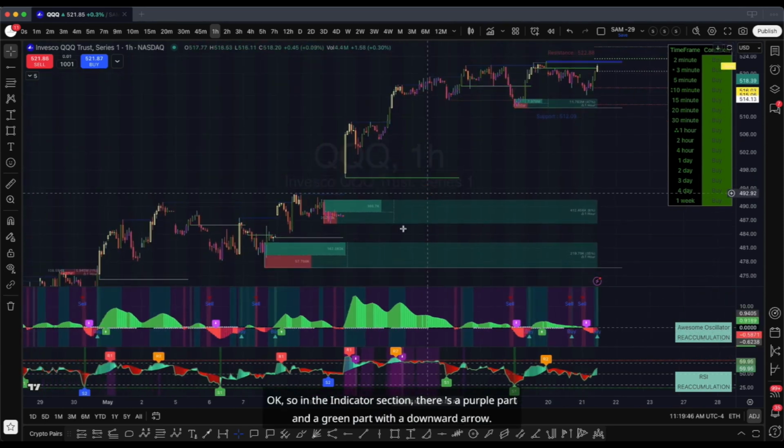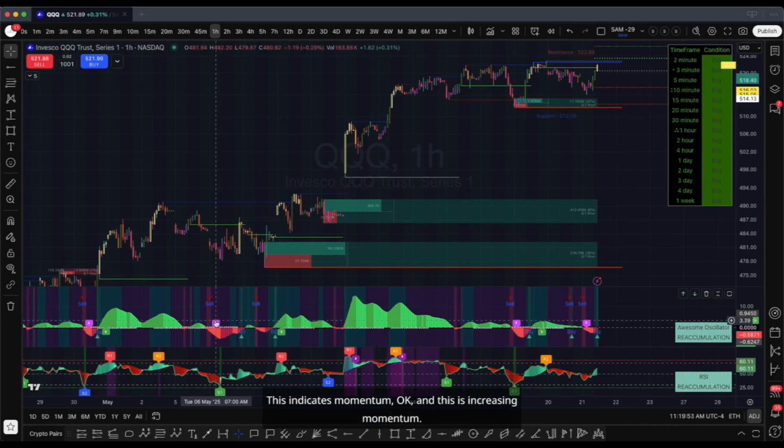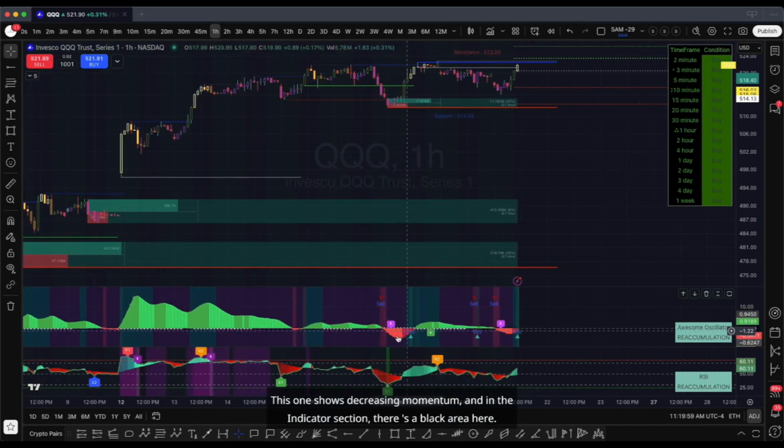Okay, so in the indicator section, there's a purple part and a green part with a downward arrow. This indicates momentum, okay, and this is increasing momentum. This one shows decreasing momentum, and in the indicator section, there's a black area here. This black area is the swing area.